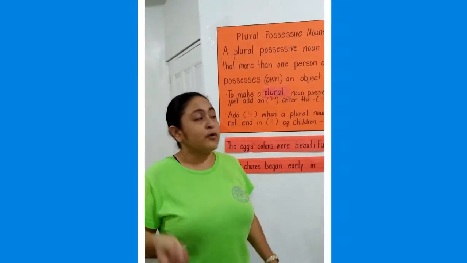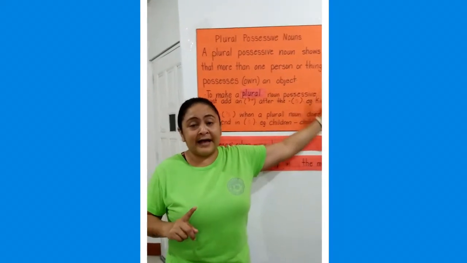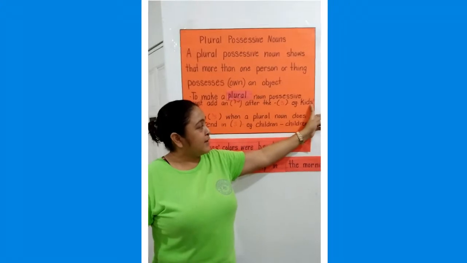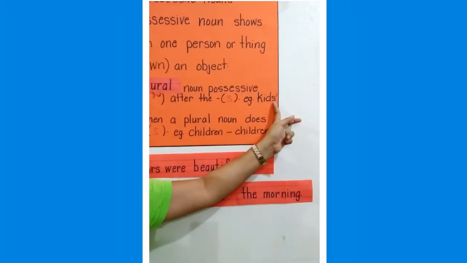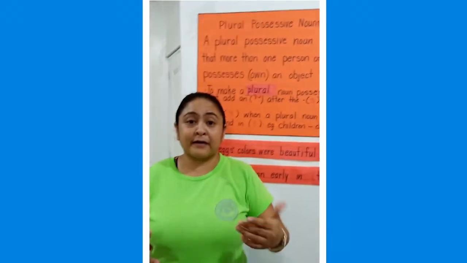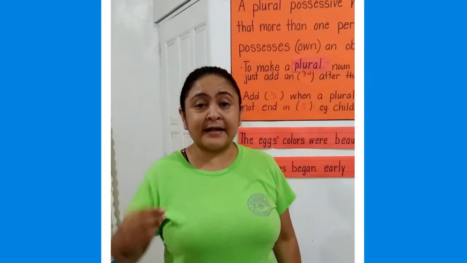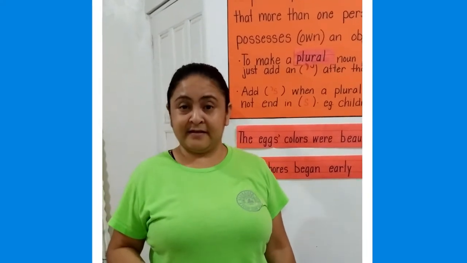We're only going to add an apostrophe at the end. We are not going to add an S. Kids already ends with an S. So we're only going to add an apostrophe. And then we go back to boys. You remember from Jim? Boys ends with an S because it's plural. So how do we write the plural possessive form of boys? Can you tell me? Very good. We only add an apostrophe at the end.